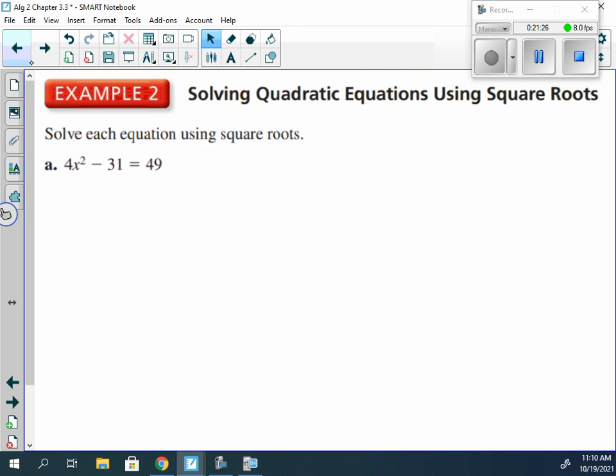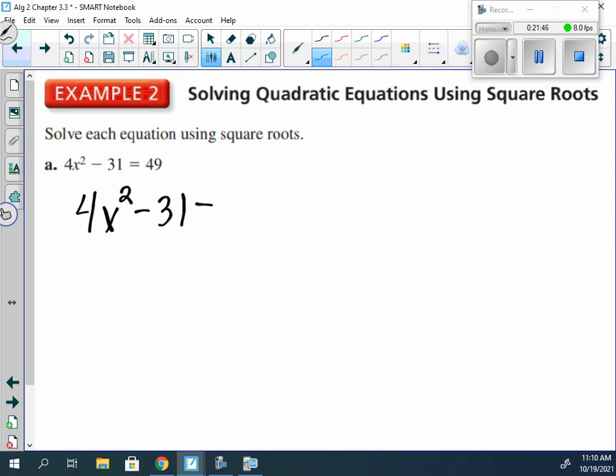And really what the square root method is saying, if we have it in one of these two setups, so here, we do have x squared by itself and no other variable in the equation, yes? To use the square root method, we would get x squared by itself. So here we have 4x squared minus 31 is equal to 49. How can I get the x squared by itself? We can add 31 to both sides.